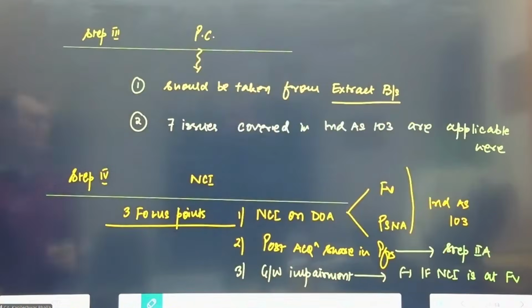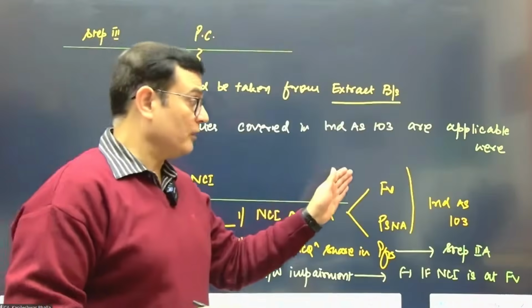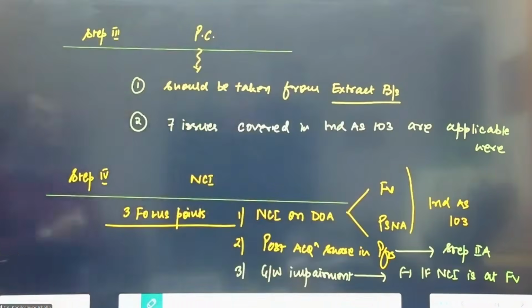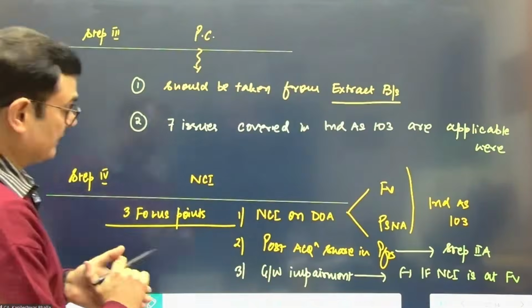So these are the 3 focus points in terms of NCI, that first you consider fair value PASNA, which will indirectly link you to the goodwill impairment as well. And then you need to consider the post-acquisition profits. Next.